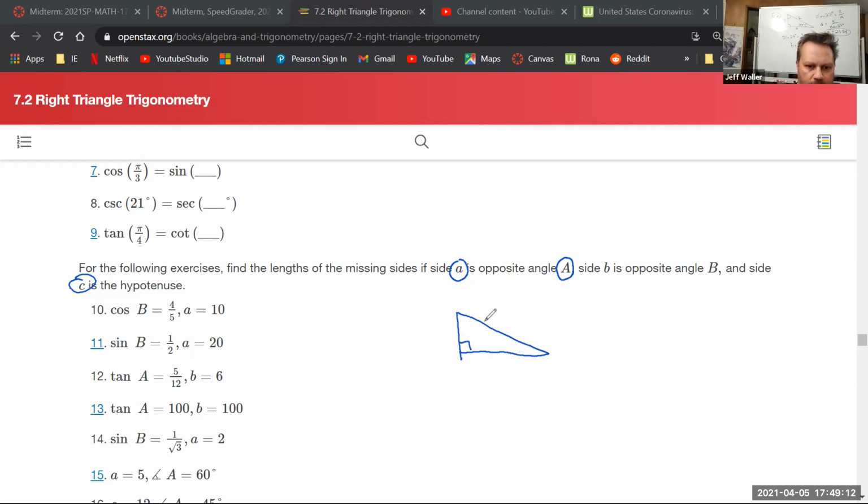Let's see, where am I at? So if I put B here, cosine of B. So where's little b? Across from it. Yeah. And then this of course would be A, and this would be little a. All right. And what do they tell me? They tell me the cosine of B is 4/5, and they tell me that A is 10.